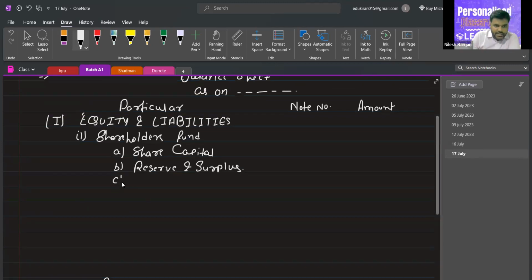After that, we write the next item here as money received against share warrant. So what is share warrant? Actually, these are not part of your syllabus, but these are included in the balance sheet format. So that's why I'm explaining these, so that you will know these things. Do you know what is share warrant?